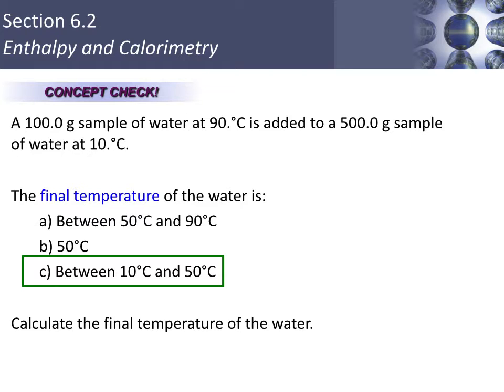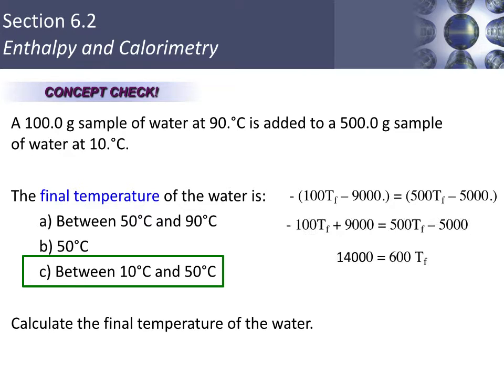How would you figure that out? Well, you would set up your equation like you did before. So you've got 100 grams times the specific heat times the change in temperature is going to equal 500 grams times the specific heat times the change in temperature. We can multiply and simplify as much as we can, and eventually we will get to 23.3 degrees as the final temperature.